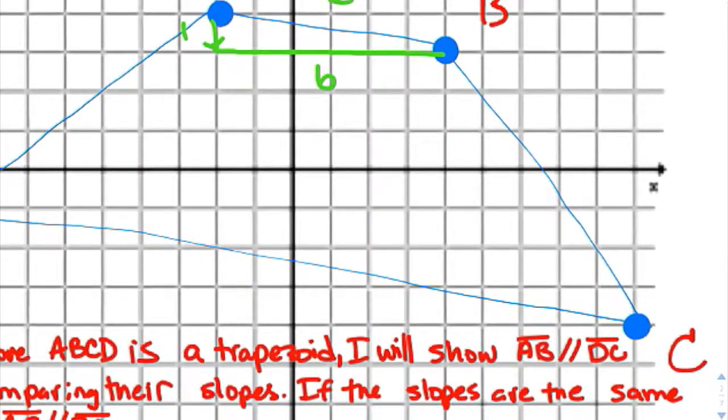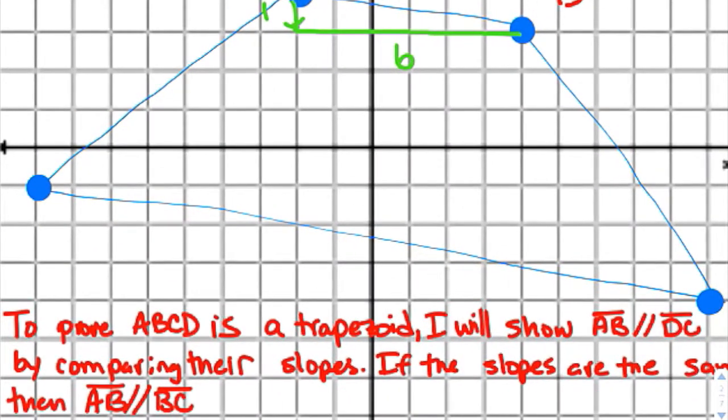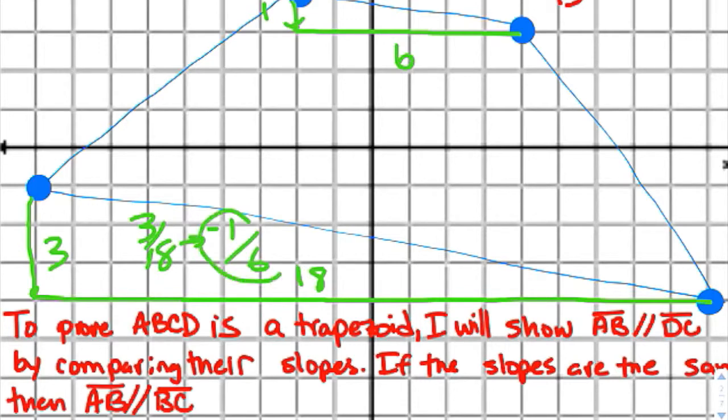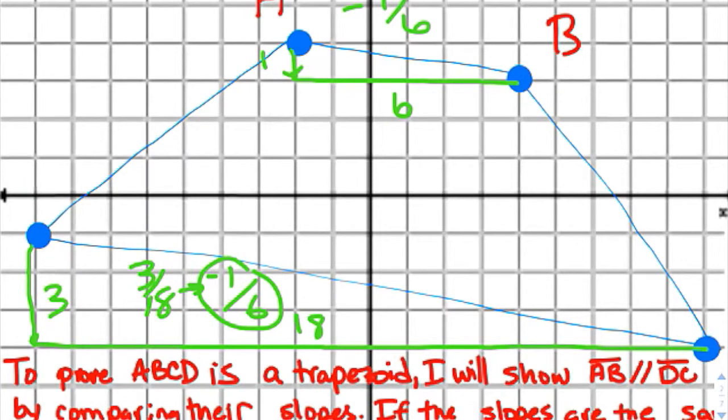And so let's now check out DC. Let's do the same thing. Now this is actually a pretty large triangle, but it looks like we go down 1, 2, 3, and then over 18. Well, 3 over 18 is the same as 1 over 6, negative because we're decreasing, so I can at least see up here that I know the slopes are the same. Now that's not good enough for proof.